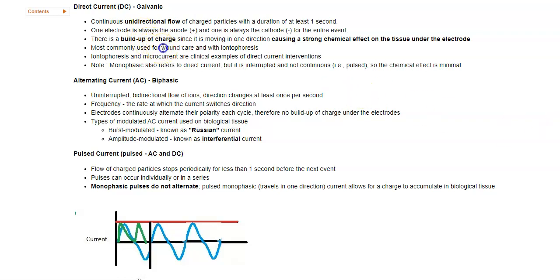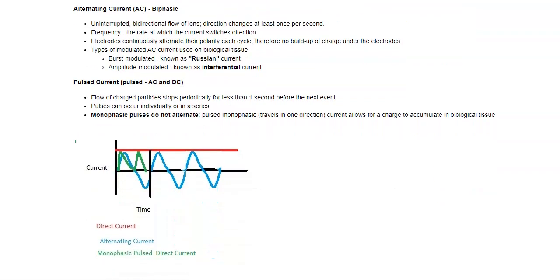You really see it most commonly in wound care and with iontophoresis. And next week we'll talk about iontophoresis, which is using a charge to push ionized or charged medications underneath the skin to treat the target tissue. Another example of direct current that you might see referred to on commercial units, as well as in the literature, is microcurrent. Now there's also this monophasic direct current that you'll see on units as well as in the literature, and that's represented by this green waveform here.